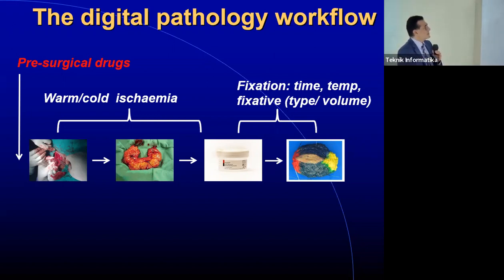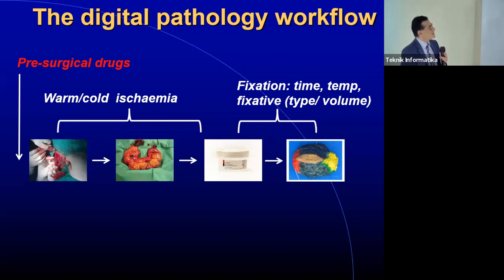So before the tumor comes out, you may get this warm ischemia. Once the tumor comes out, you may get this cold ischemia. Cold ischemia is when the tumor is now out of the body, but it's being kept waiting for a porter to come and take the tumor to the pathology department, to my department. And so that time can vary from one patient to another. So this is what we would call cold ischemia.